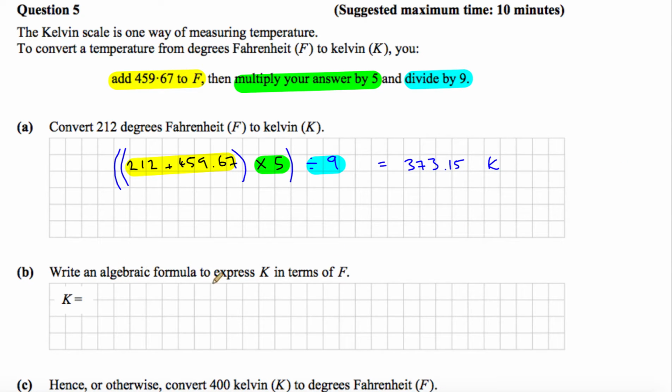Okay, write an algebraic formula to express K in terms of F. So to express K in terms of F, well, what do we do with F? Well, we do the same things we did to the 212 here, so it's going to be F plus the 459.67. Now that's going to get multiplied by 5. So I suppose if we're writing as algebra, we would put a 5 outside that bracket like this. And then the whole thing is going to get divided by 9. So you just put the whole thing over 9. And that's the algebraic formula.